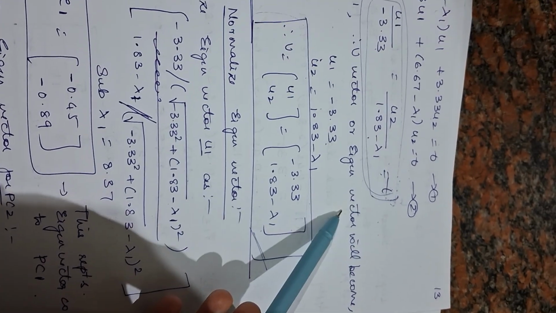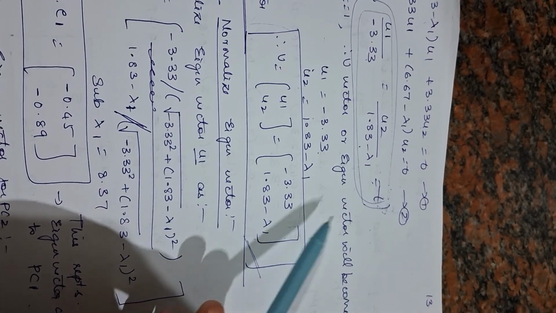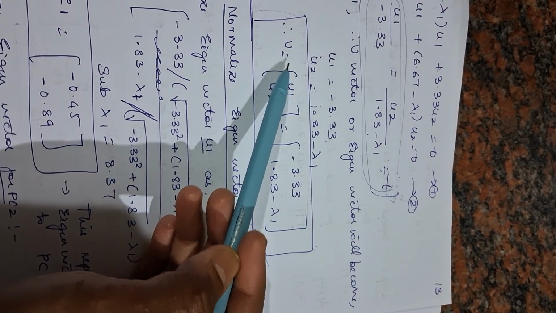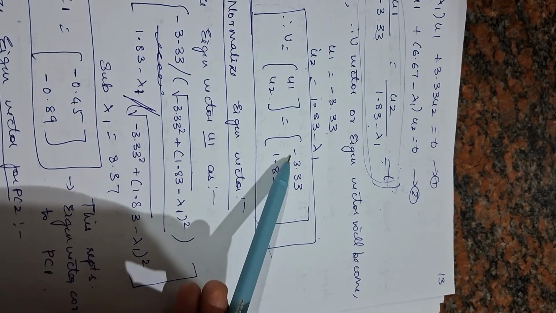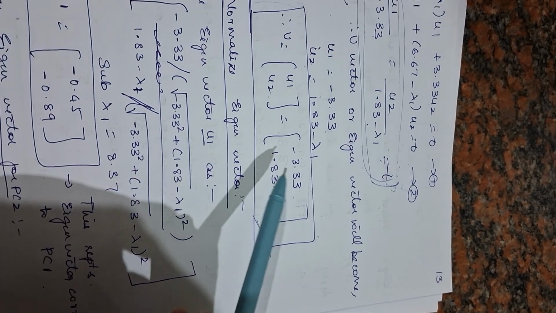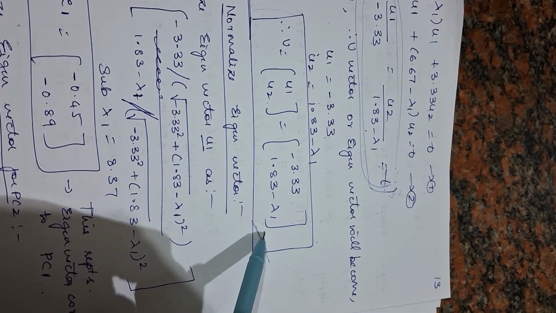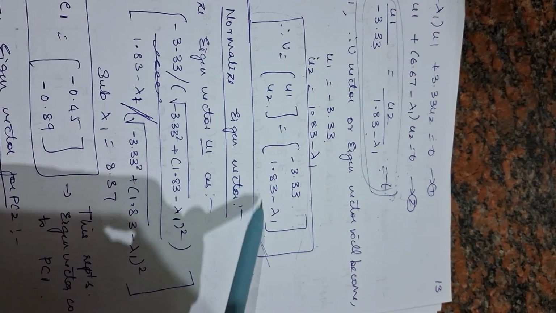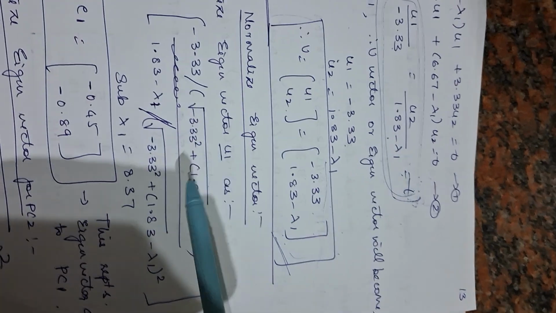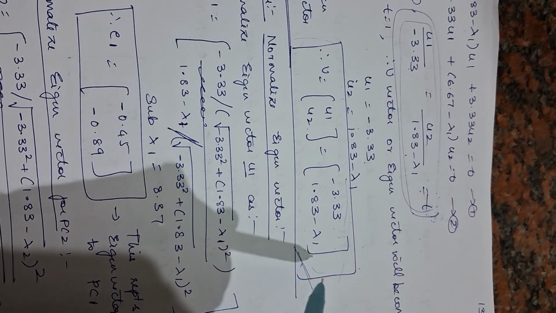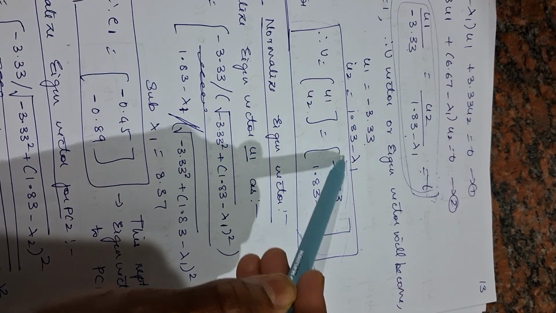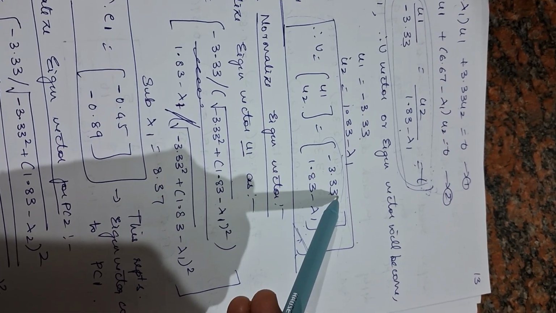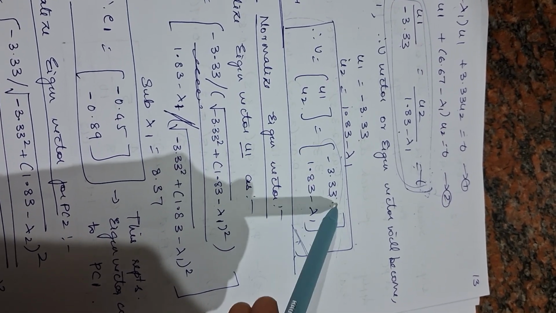Therefore, the U vector that we are getting is nothing but the eigenvector. U is equal to U1, U2, which we already did before. So U1 in this case is minus 3.33, U2 is 1.83 minus lambda 1. So this is nothing but the eigenvector. Now the next step is to normalize this eigenvector. Normalize means what? Very simple: you divide it by the root of the sum of squares of these two values.